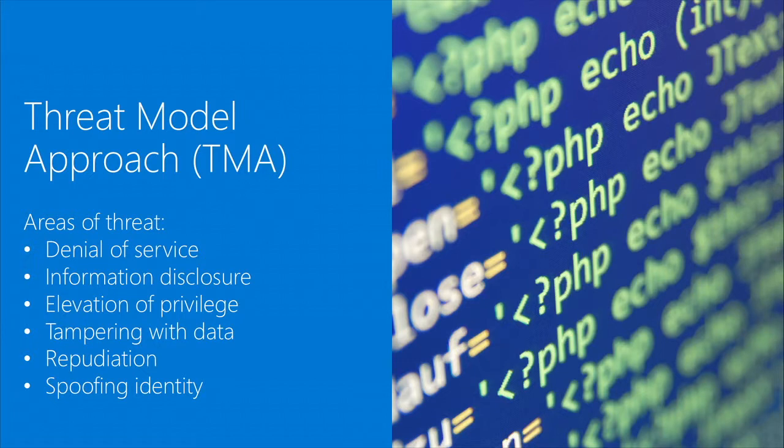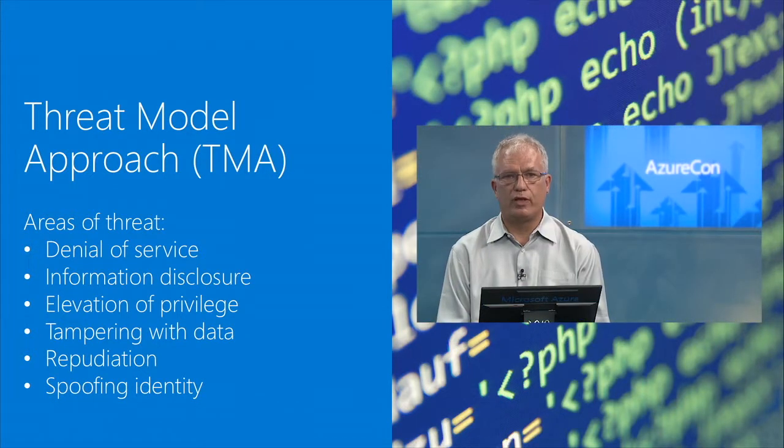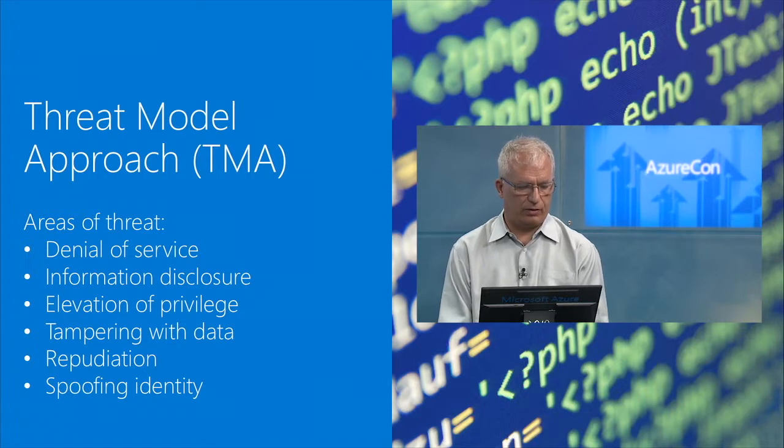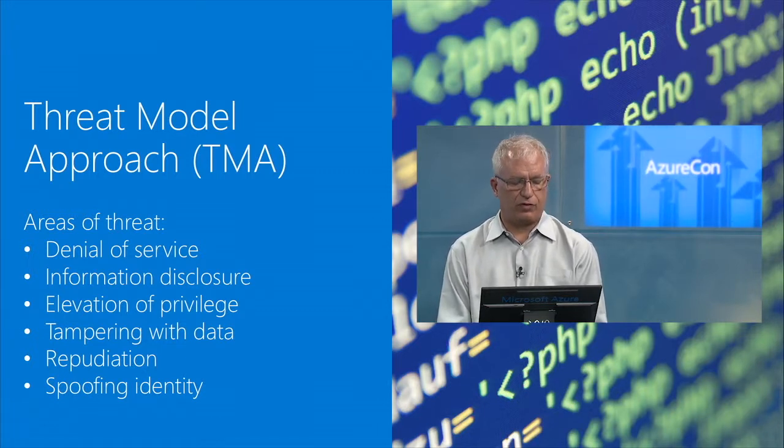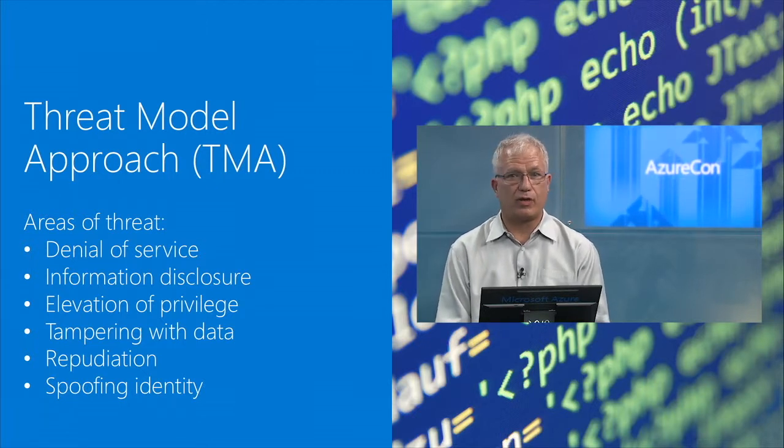We start out with an approach called TMA, threat model approach, and we look at detailed areas about denial of service, information disclosure, elevation of privilege. These are the areas that we'll categorize when we're looking at this. We're going to be talking about a couple of them here today.